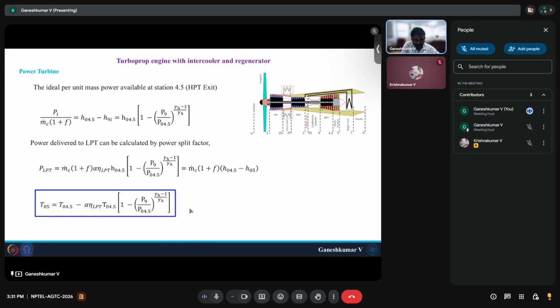Now the problem is we found the equation for T04.5, but this equation has two more unknowns. So the question is, what is T04.5 and what is P04.5? For that, you need to know the amount of work extracted at the HP turbine.